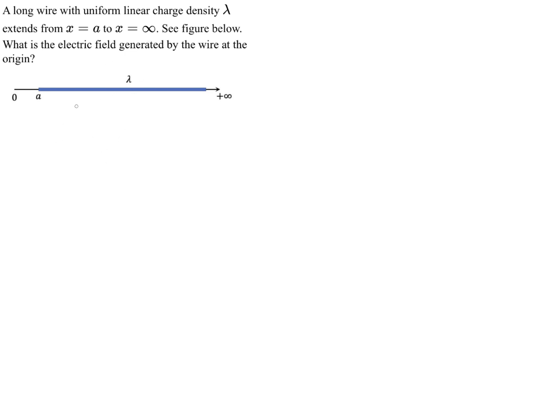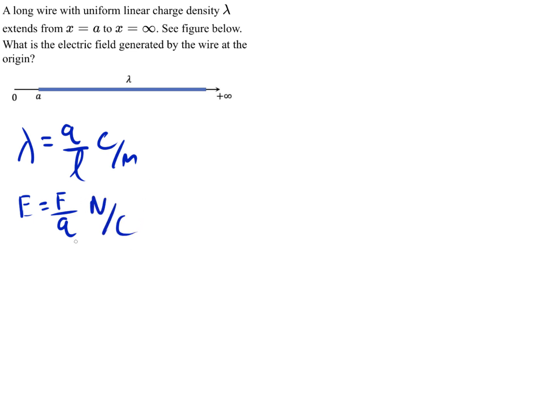So before we start, you should probably say that the charge density is equal to the total charge divided by the length of the wire, and it is measured in coulombs per meter. And then we have that the electric field is equal to the force divided by the charge, which is in units of newtons per coulomb. Okay, so now that we have this, let's start.